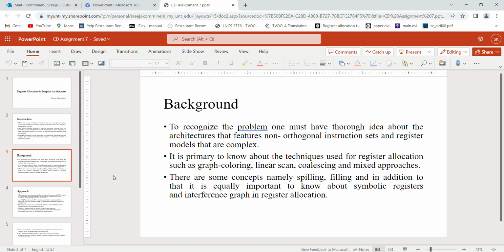Spilling is the concept of sending a variable from a register to memory, whereas filling, on the other hand, is shifting the variable from memory to the register.